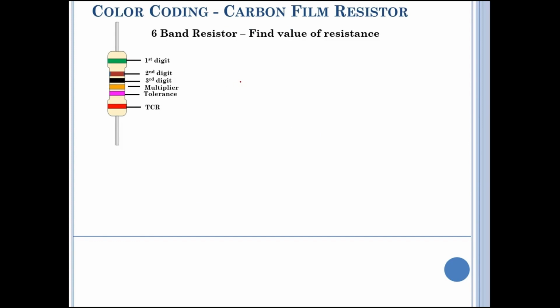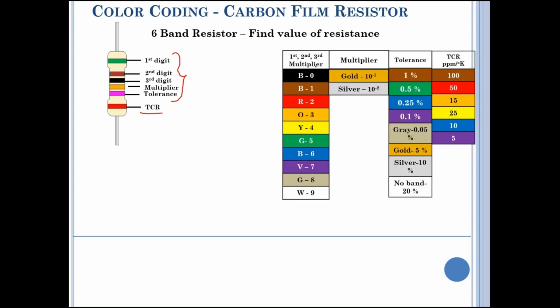Now let us try for the 6-band resistor. Now in 6-band, all 5 bands are the same as the 5-band resistor. The only thing is the 6th band is added as a temperature coefficient of the resistor. What it is, we will see. So again, we will have this sequence of color. B. Roy is a good boy and has very good wife. So you can write the sequence.